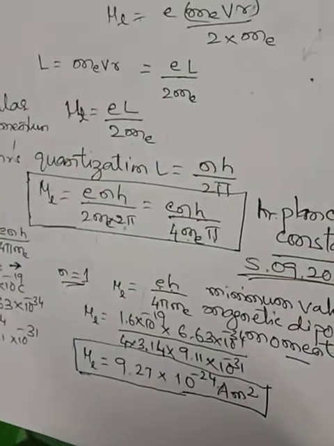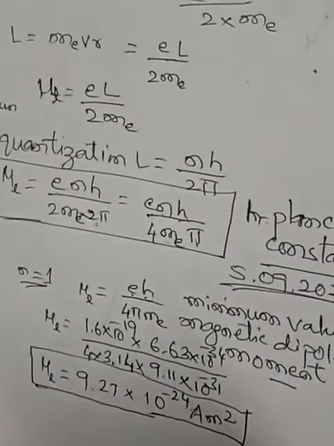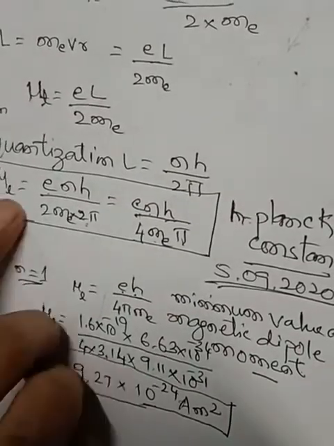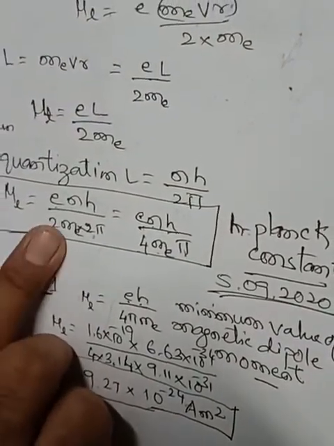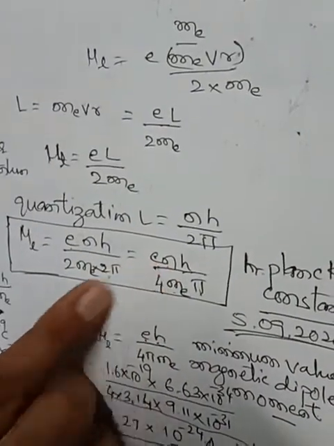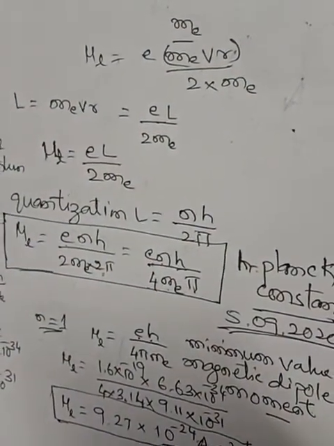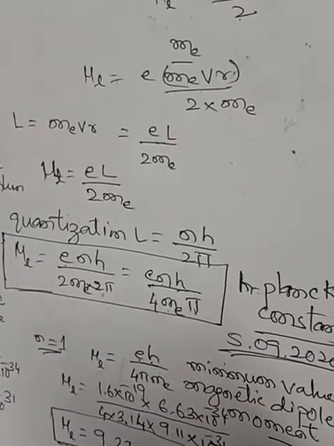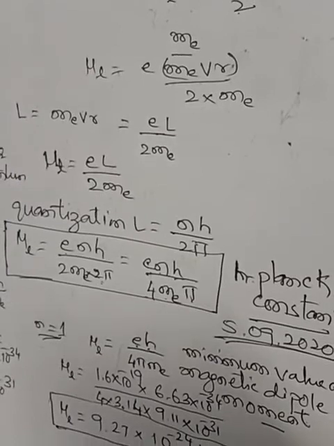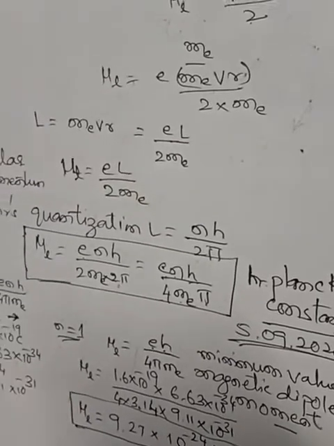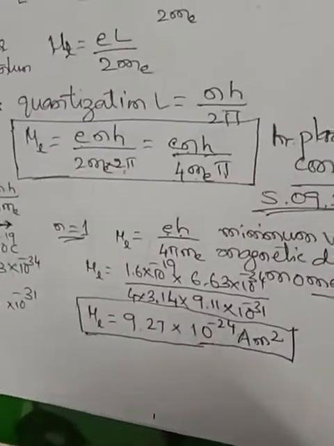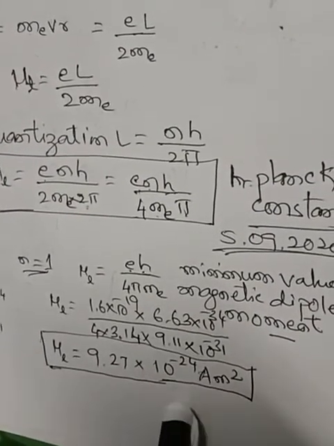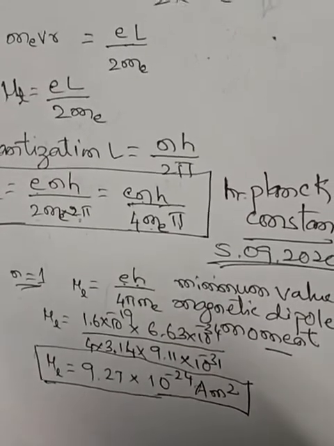So how do we get this Bohr magneton value? By substituting the value of n in the magnetic dipole moment. n is equal to 1 means first orbit. n equal to 1 means the electron moving in the first orbit will be taken as the Bohr magneton value. So this value, 9.27 into 10 to the power minus 24 ampere meter square, is called what? Bohr magneton.